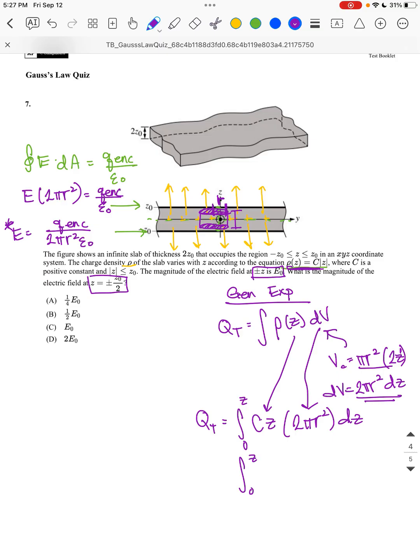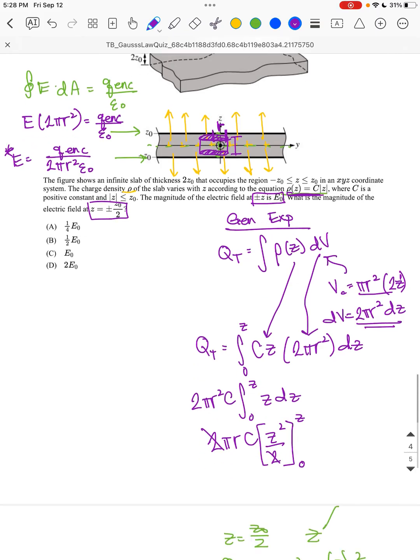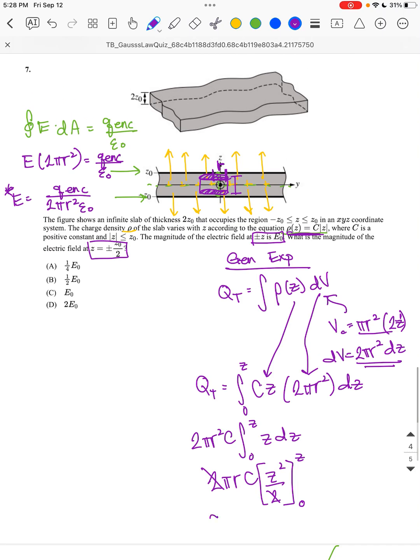I've got 2 pi r squared times c, integrate z with respect to z, and you end up with 2 pi r c z squared over 2. Again, we're going from 0 to z, reduce that down, and your Q total is equal to pi r squared c z squared. Okay, this is my general equation. This is my electric field.